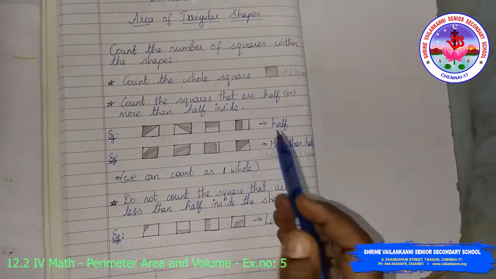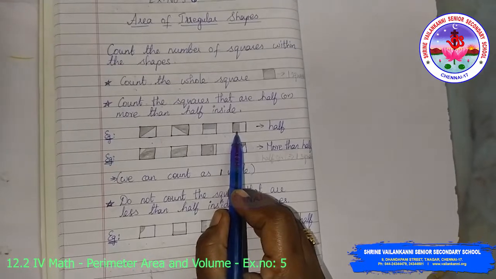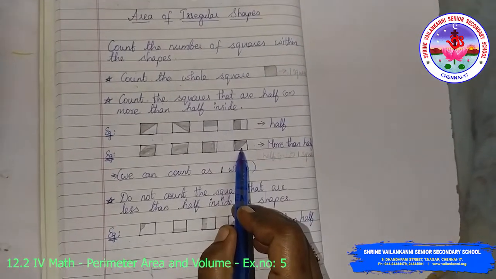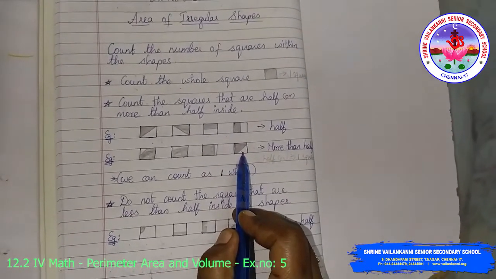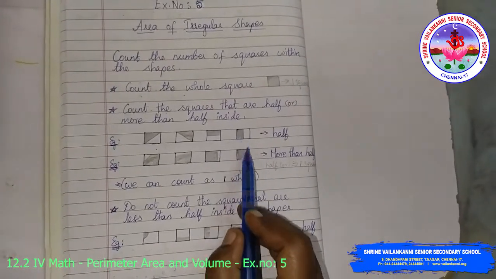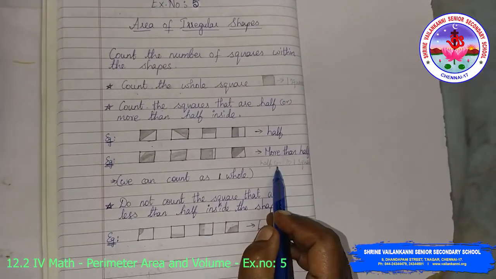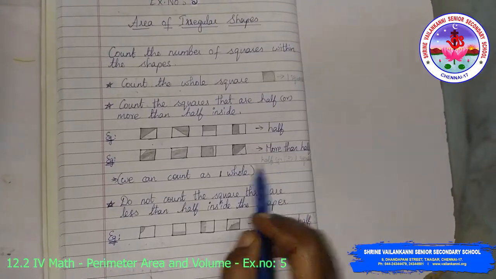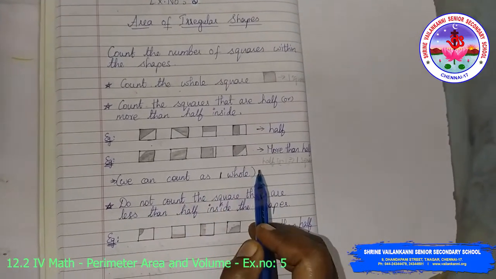So when half of the square is shaded, or more than half of the square is shaded, you can count the half and more than half as 1 square unit. So we can count it as one whole.